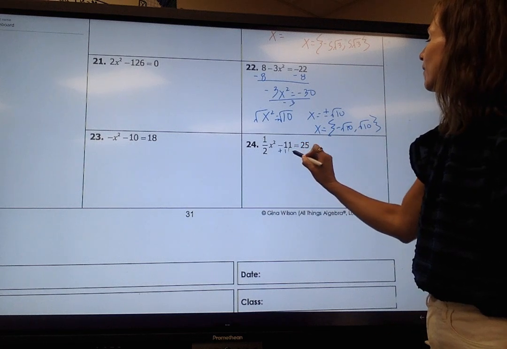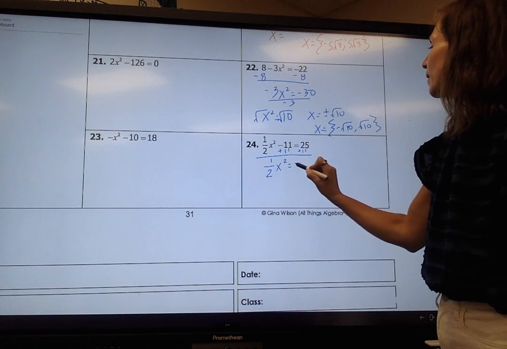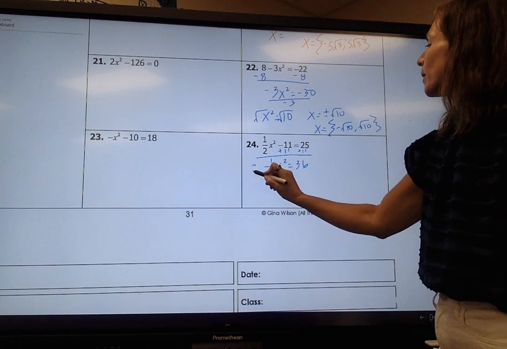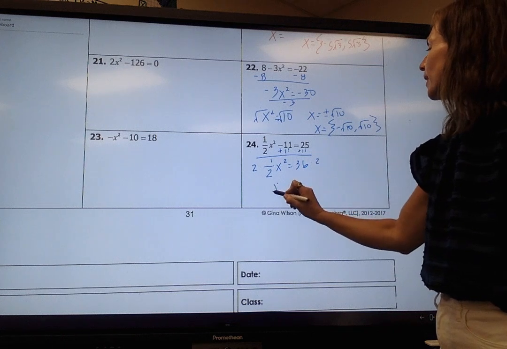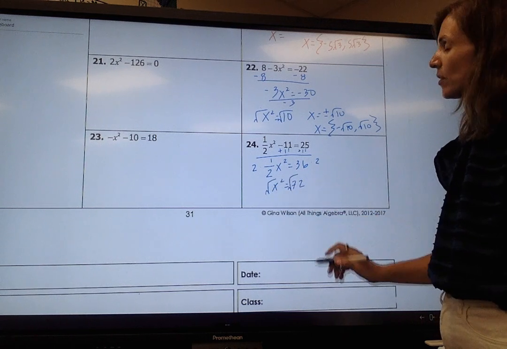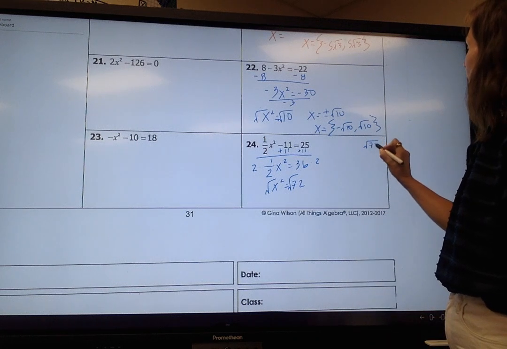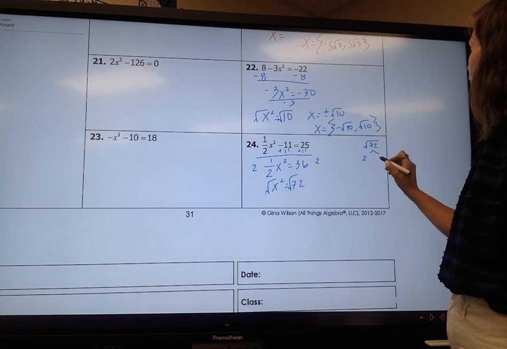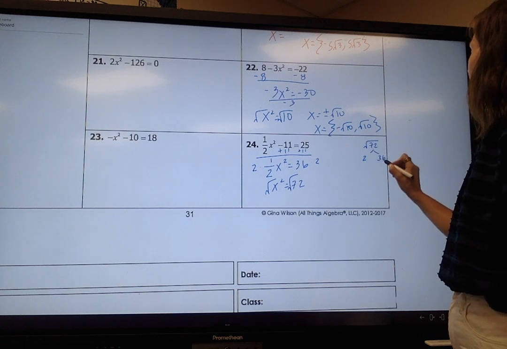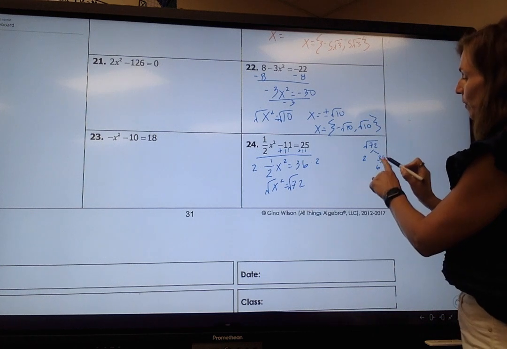I'm going to add 11 on both sides. 36. Multiply both sides by 2, and I get x squared equals 72. When I take the square root of 72, I've got to simplify it. So when you simplify square root of 72, I start by 2, so I get 2 and a 36 and a 6 and 6. I recognize that this is a perfect square.